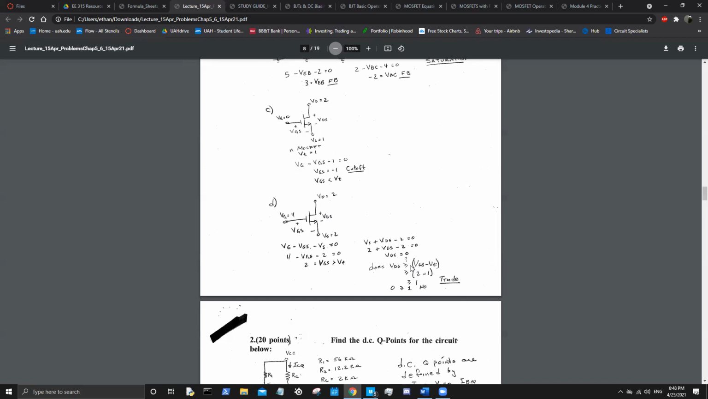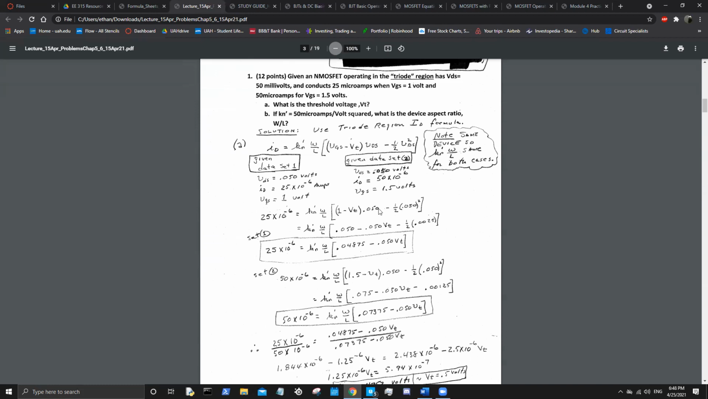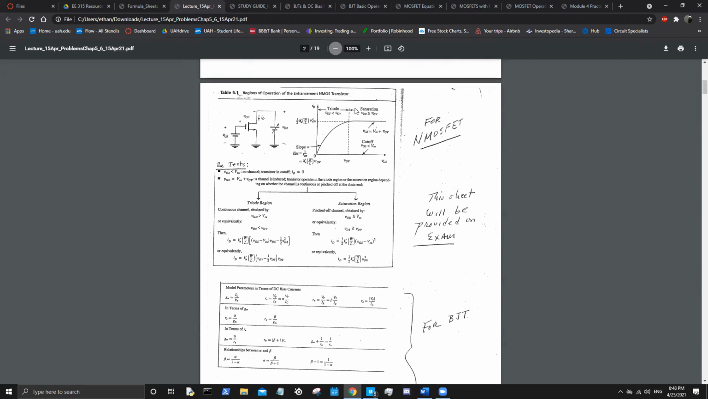And I'm pretty sure these rules are given to us on the formula sheet. Yeah, they are in that table right there. This allows you to select between the triode and saturation. For the MOSFETs, that one table is pretty much all you're going to need, at least.